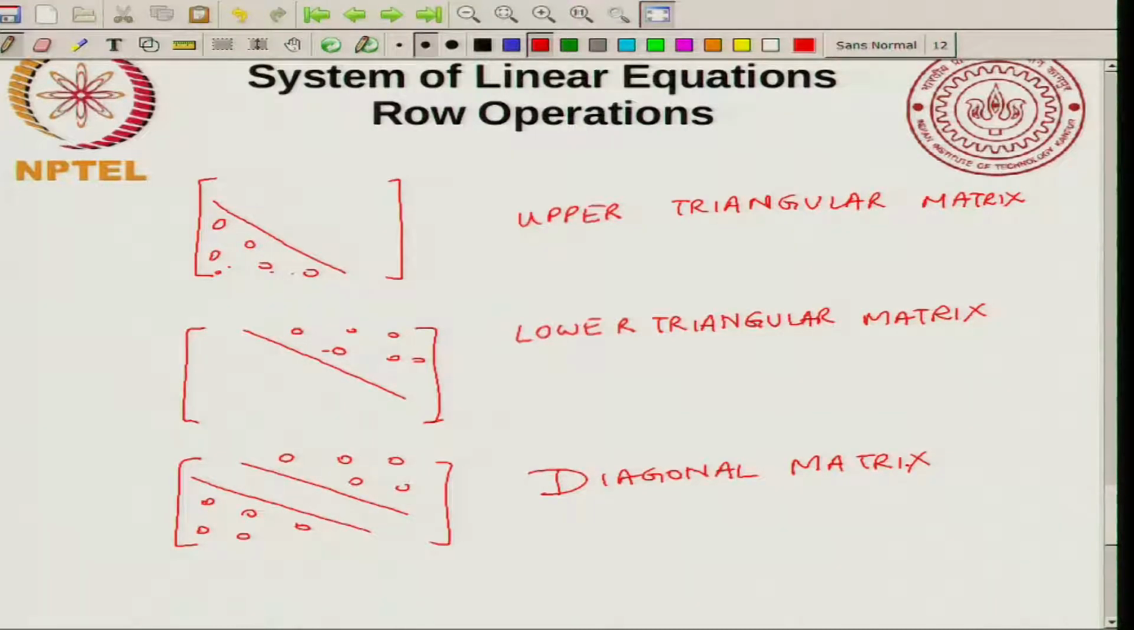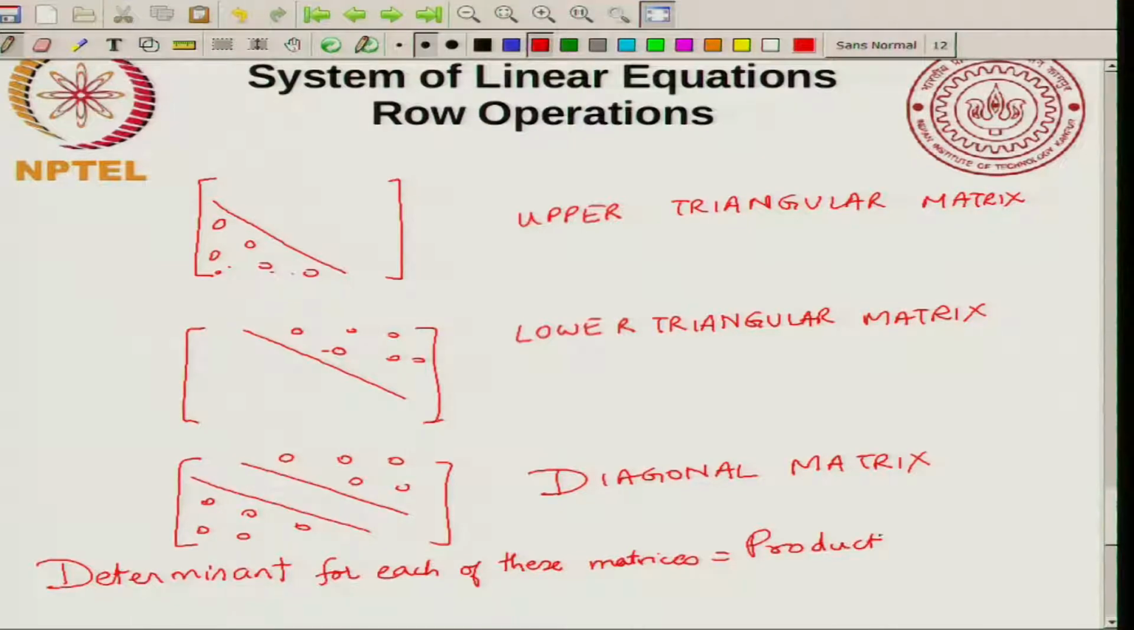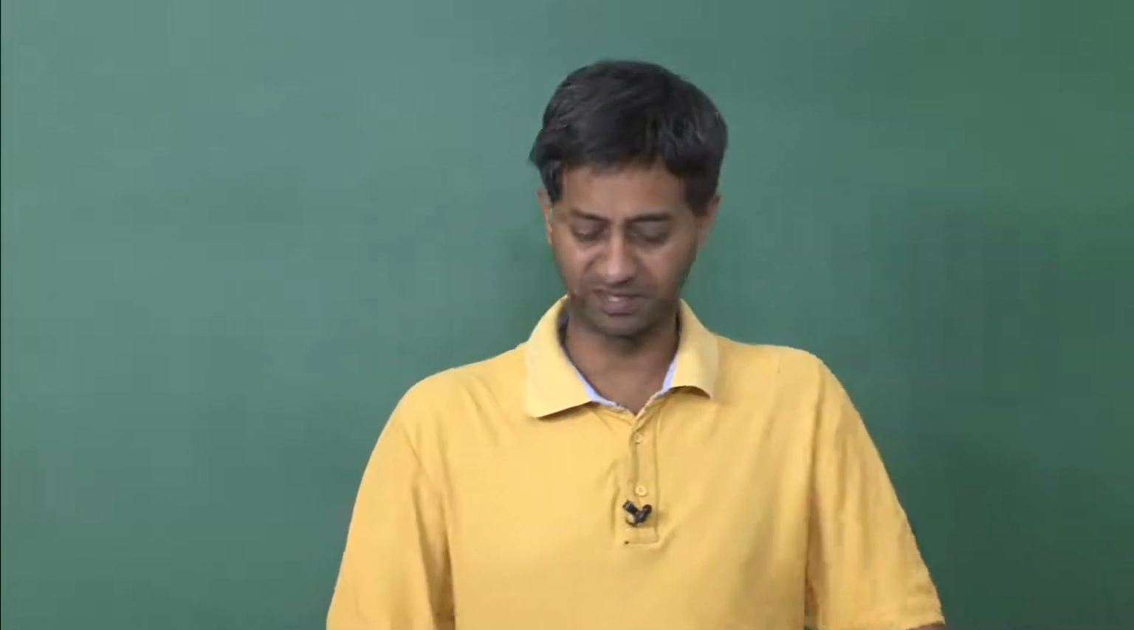Okay. And you can see that whether you have a lower triangular, upper triangular or a diagonal matrix, the determinant for each of these matrices is equal to the product of diagonal elements. So, whether you have an upper triangular, lower triangular or a diagonal matrix, the determinant of each of these matrices is nothing but the product of the diagonal elements.